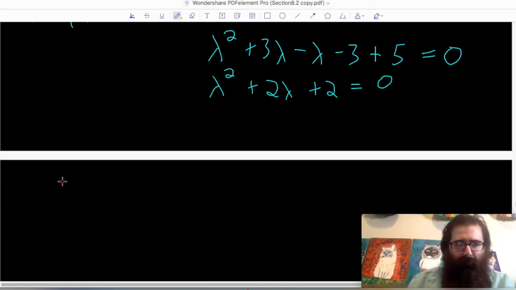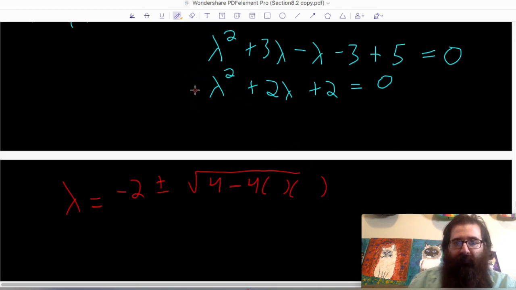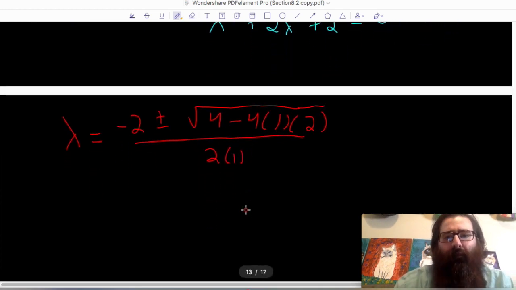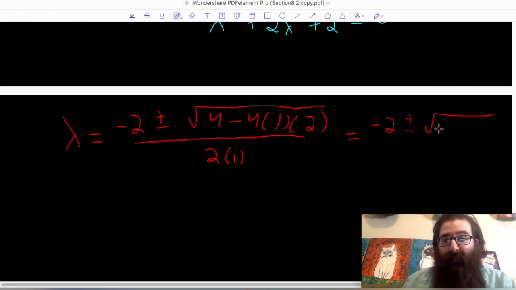Oh yeah. Lambda is equal to negative b, which is negative 2, plus or minus the square root of b squared, 2 squared is 4, minus 4 times a times c, so that's 4 times a is 1, c is 2, all divided by 2 times a, so all divided by 2 times 1. What do we get here? So this is negative 2 plus or minus the square root of 4 minus 8, all over 2.